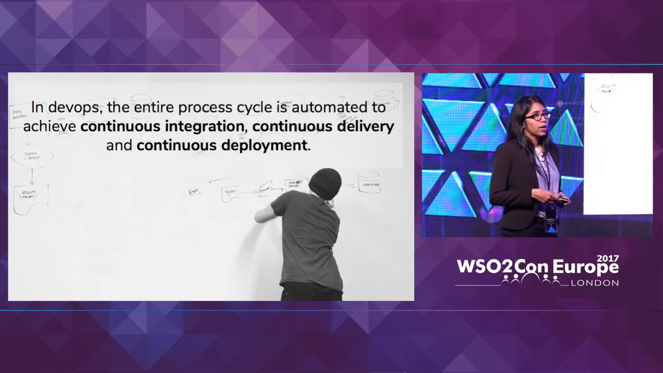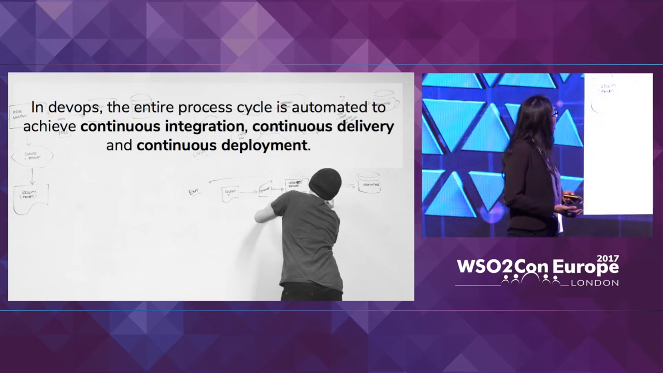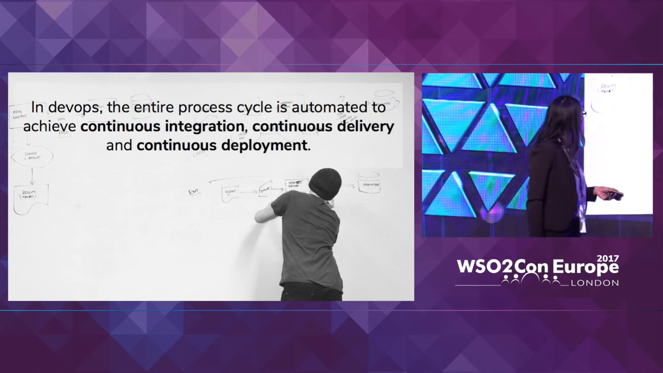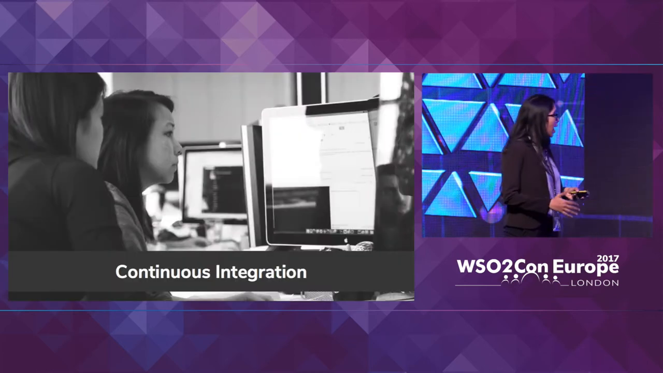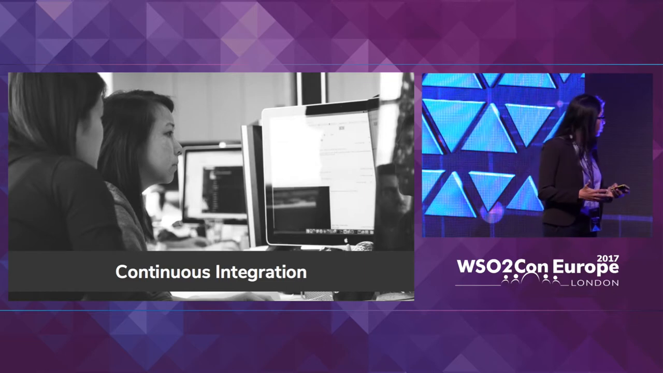So for an organization, in order to release frequently and iteratively, they must use DevOps. And in DevOps, the entire process cycle is automated to achieve continuous integration, continuous delivery, and continuous deployment. So let's take a look at the three concepts individually.